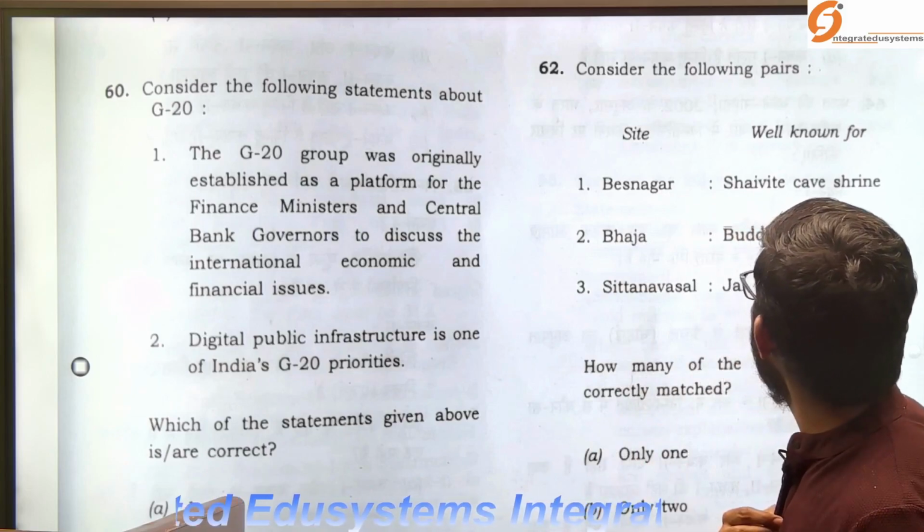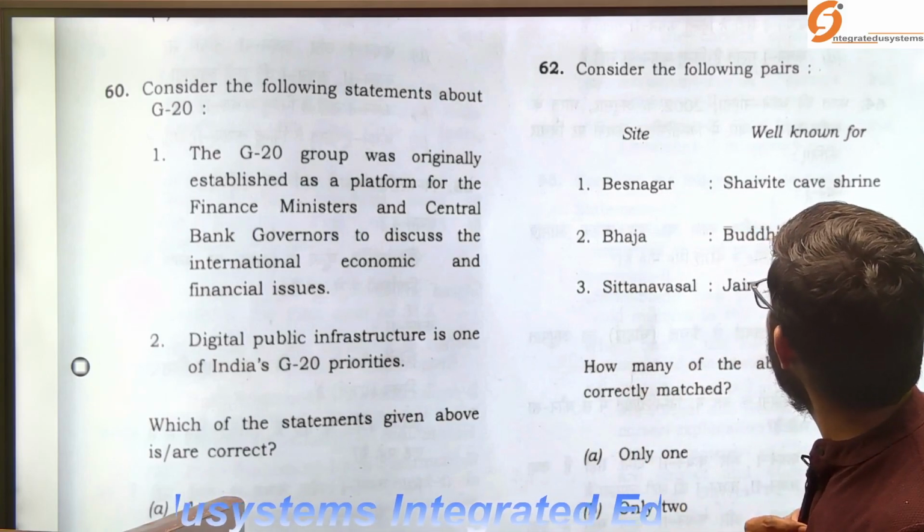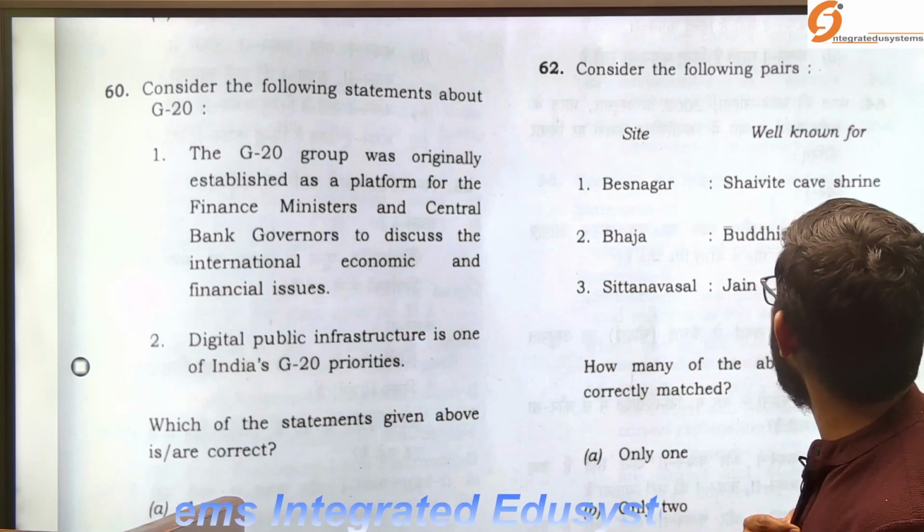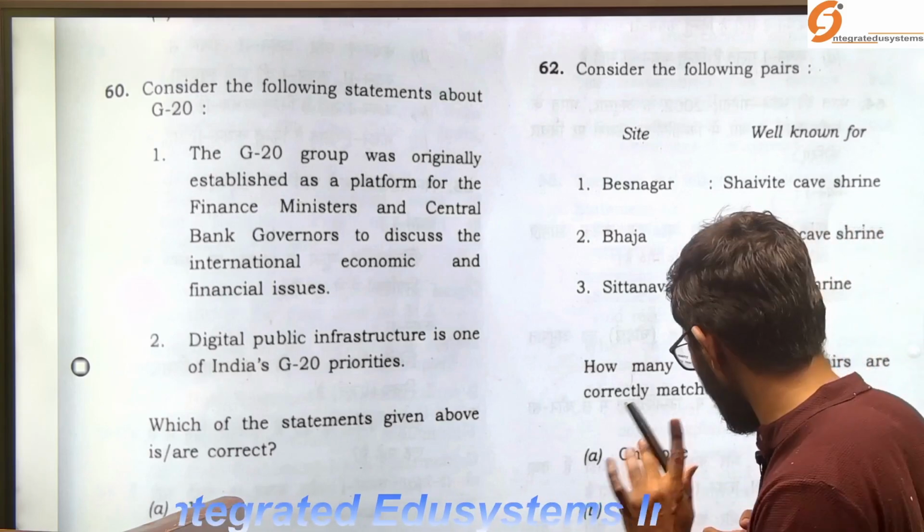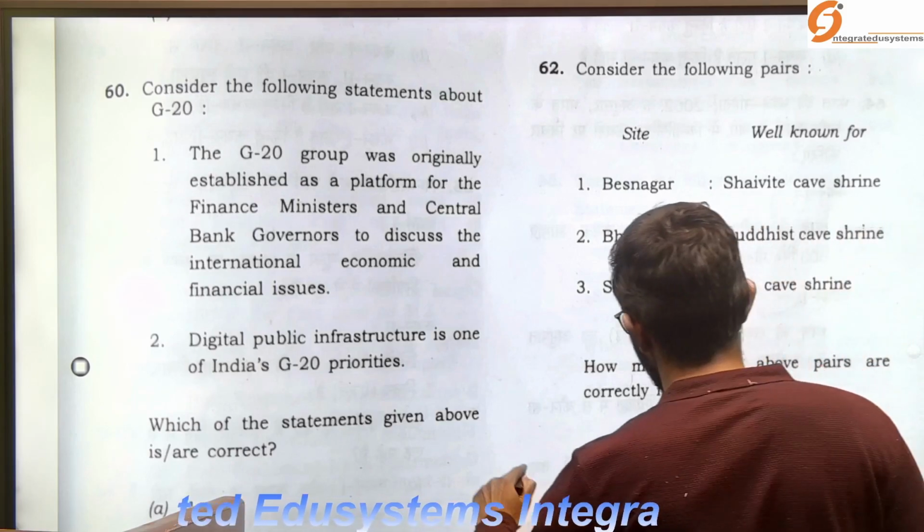So the sites are Bedsa, Shaivite cave shrine; Bhaja, Buddhist cave shrine; Sitanabasal, Jain again. Only 2 is right, 1 is wrong over here. So answer is B.